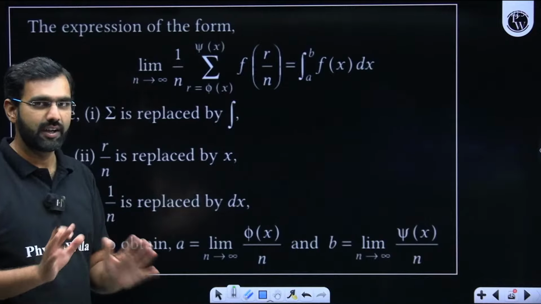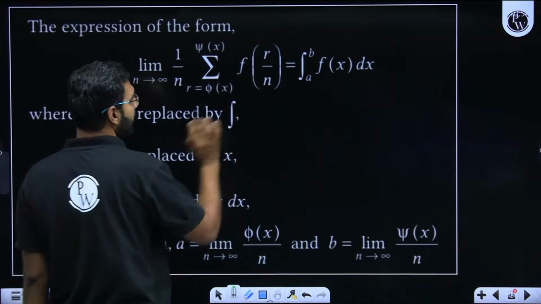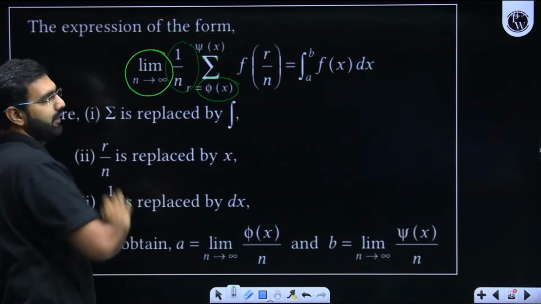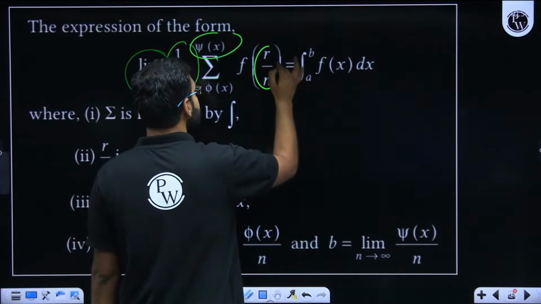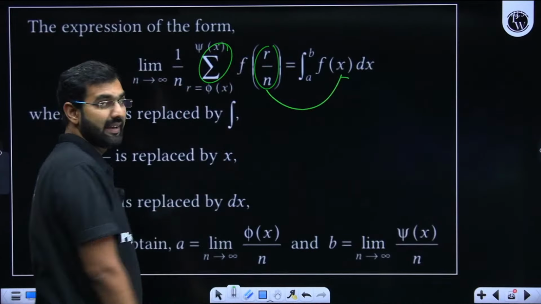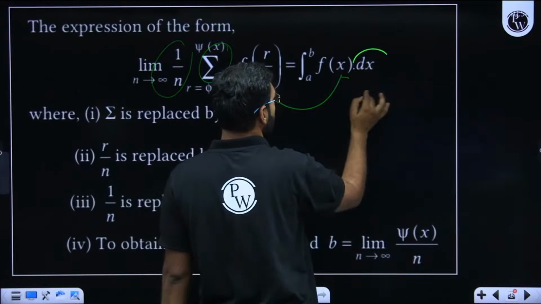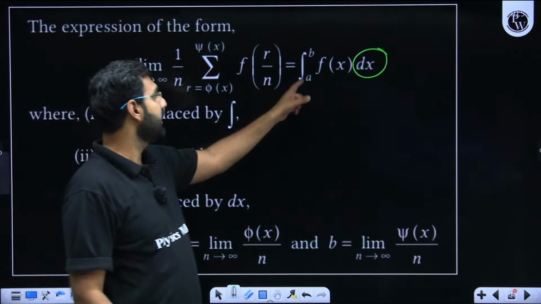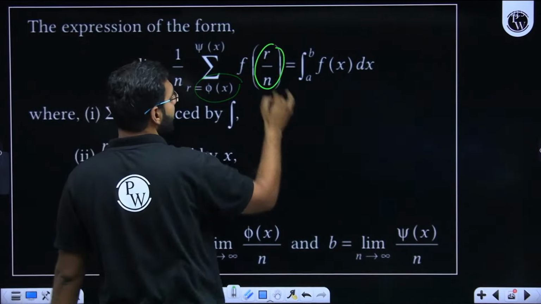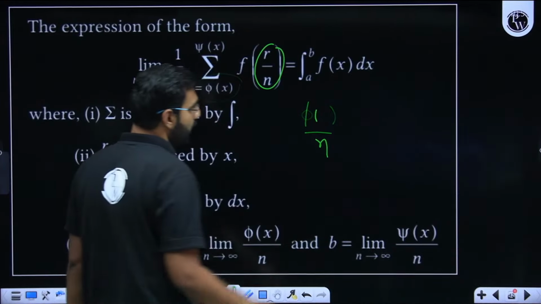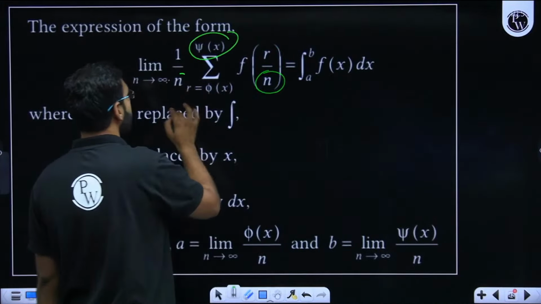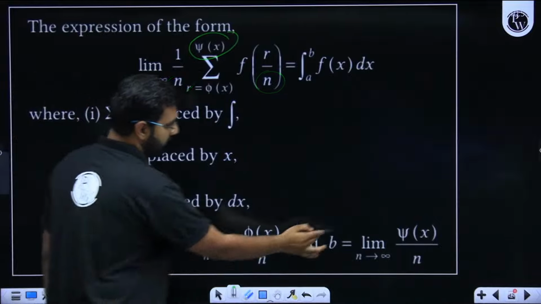So remember, the standard formula is really simple. The limit of the summation of f of r by n, where r is from phi(x) to psi(x), times 1 by n, as n approaches infinity. What you do is, first of all, you replace r by n with x. So integration of f(x) is done. The summation is replaced by the integration sign. The 1 by n and the limit are replaced by dx. Now you put the lower limit and upper limit. How do we calculate them? r is phi(x). So r by n, which means phi(x) by n, when n approaches infinity, will be the lower limit, and psi(x) by n when n approaches infinity will be your upper limit. I hope you got this.